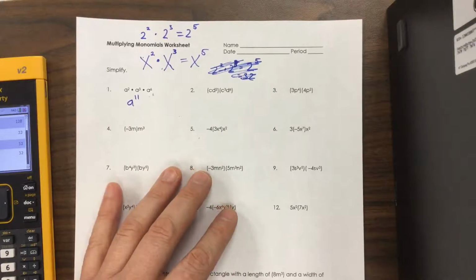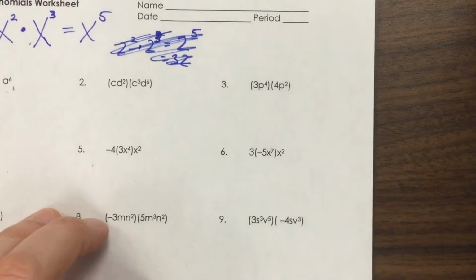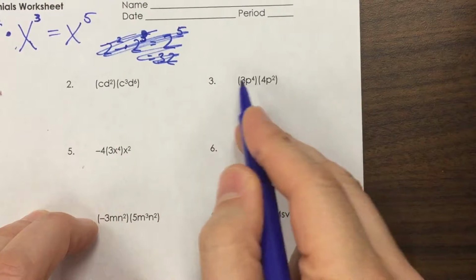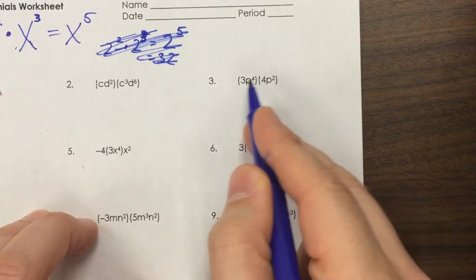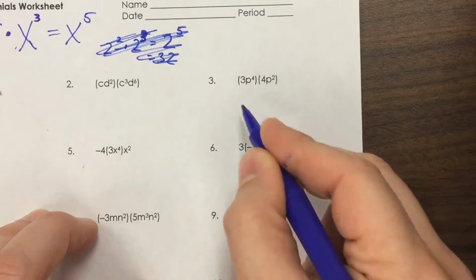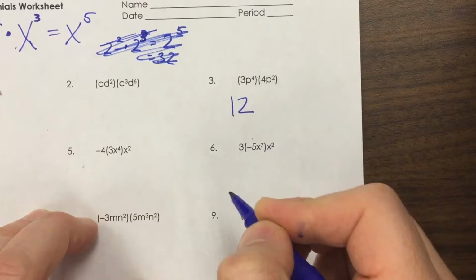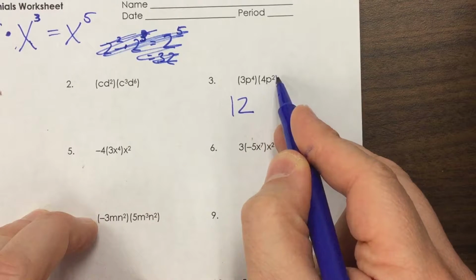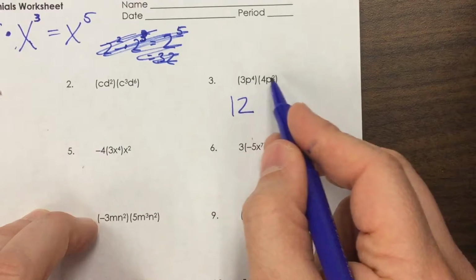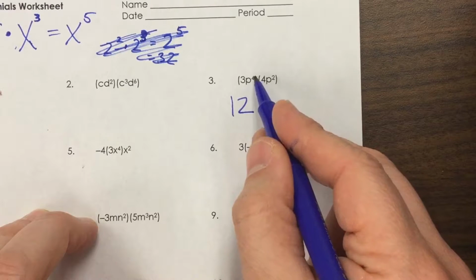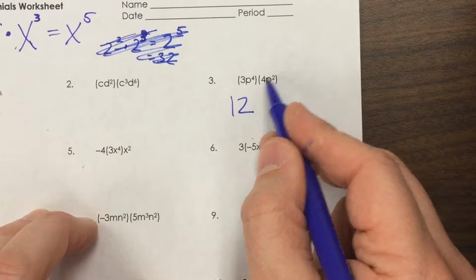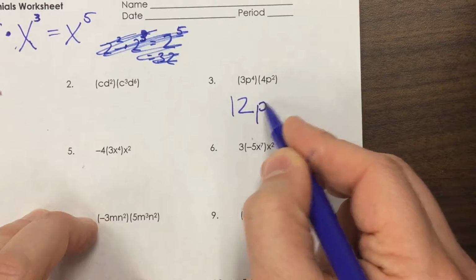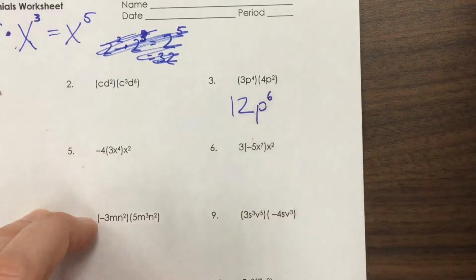Number 3 here. Notice the big numbers. My rule of thumb is you multiply the big numbers, you add the little numbers. So 3 times 4 is 12. All right. And then 4 plus 2 is 6. They have to have the same base though. This is p to the 4, p to the 2. That tells me I can add the 4 and the 2. So I get 12p to the 6.